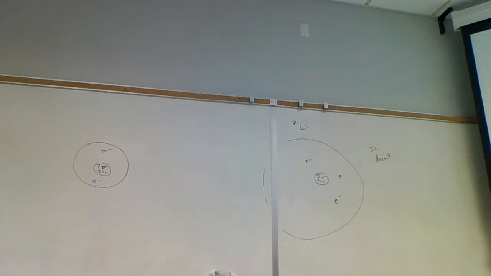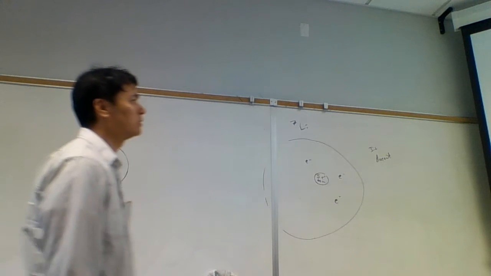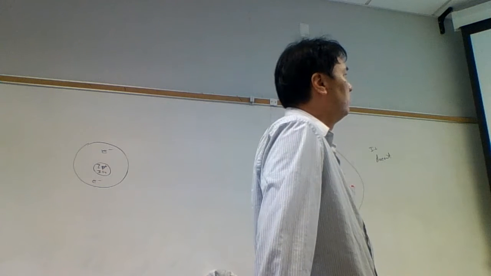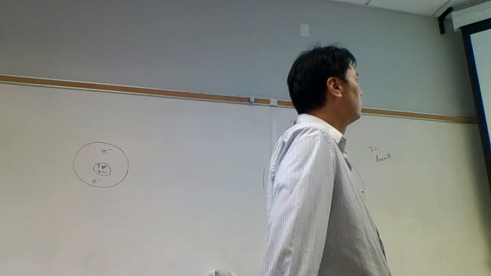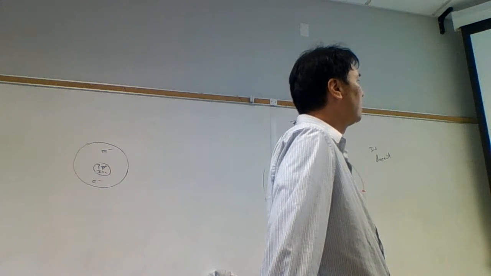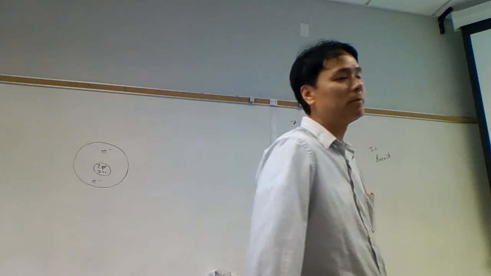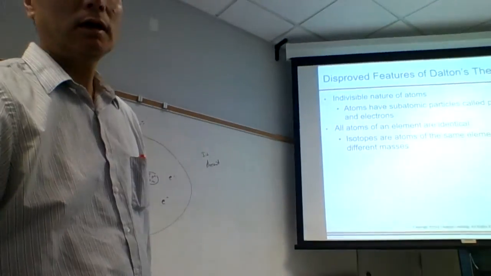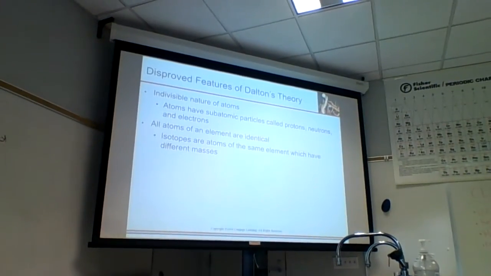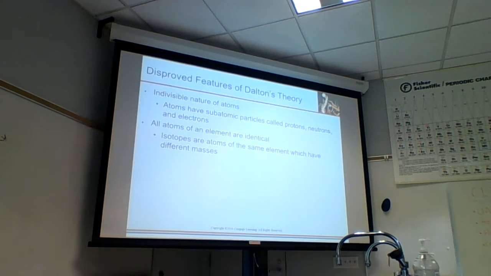Well, anyway, some of these observations have disproved features of Dalton's theory. Indivisible nature of atoms: atoms have subatomic particles that they can be broken up into. And then the problem with the isotopes. All atoms of an element are identical. It's not true. All atoms of an element have the same number of protons. Since that's fixed, that's what we call the atomic number, or the element number.